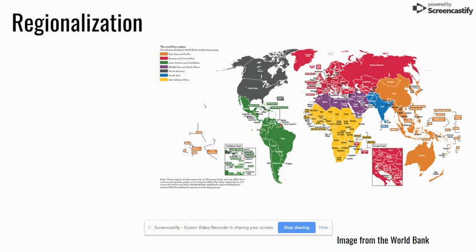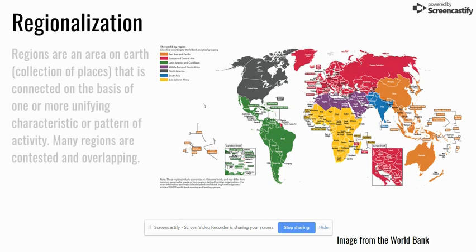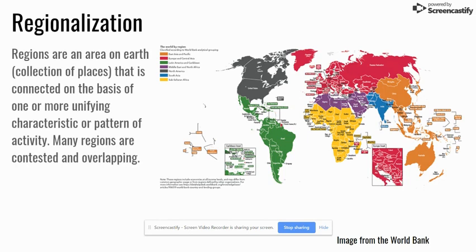We're going to take that and we're going to go a step further now. We're going to look at regions. Regions, by definition, are collections of places, right? It's an area on Earth's surface that is connected on the basis of one or more unifying characteristics or patterns of activity. What we need to recognize right off the bat with our regional studies or regionalization is that many regions are contested, which means that they're debatable.